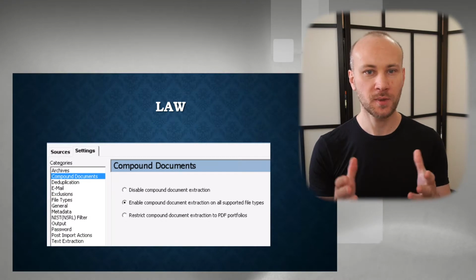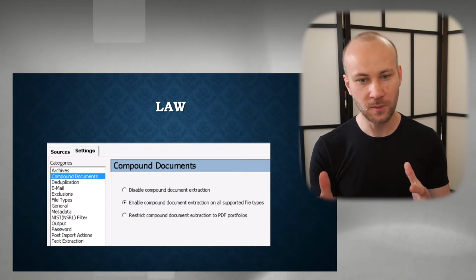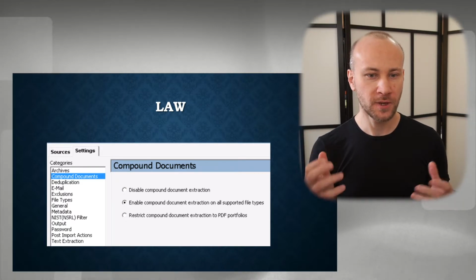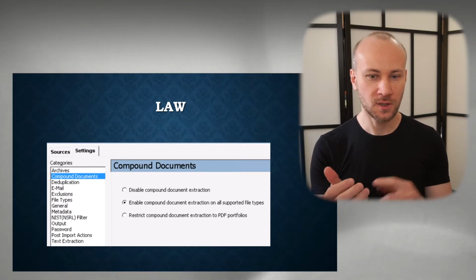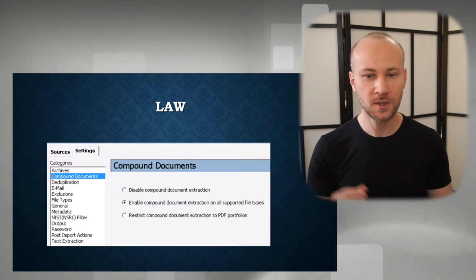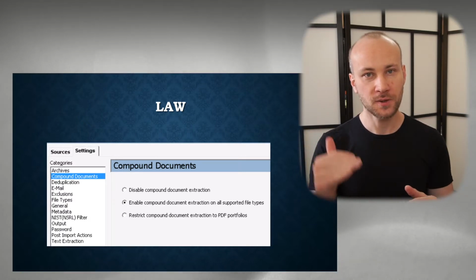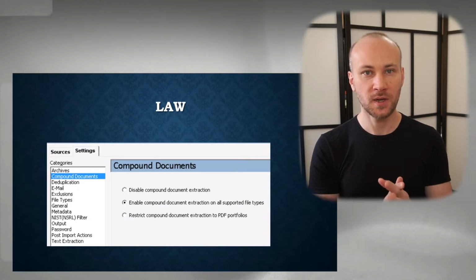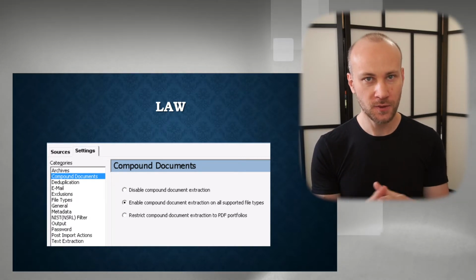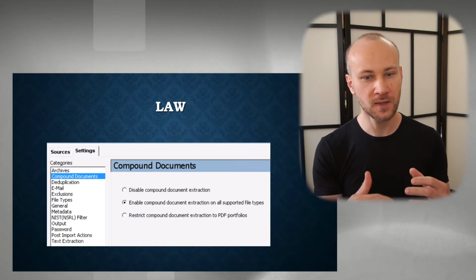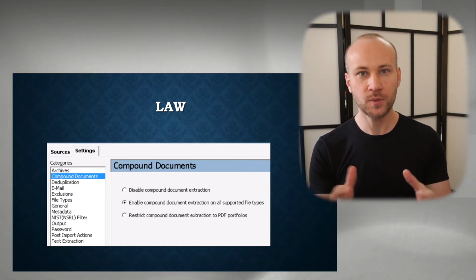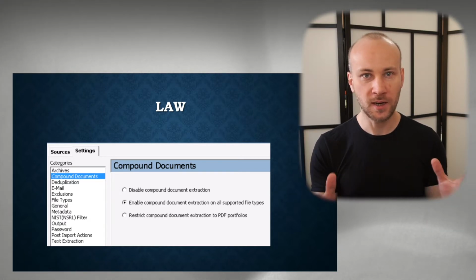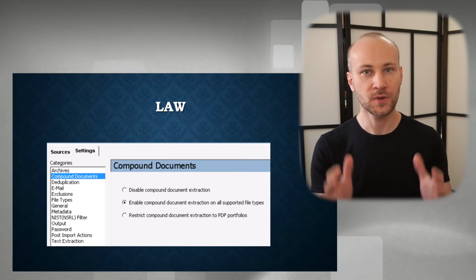Let's briefly speak about how you actually enable or disable compound document extraction in different software. In LAW, you really have 3 options. You can either disable, which is pretty obvious, you can enable it, but then there is a third option where it says restrict compound documents except for PDF portfolios. Well, PDF portfolios are PDF files that contain lots of other PDFs. So what the third option is saying is don't extract any documents unless they're PDF portfolios.